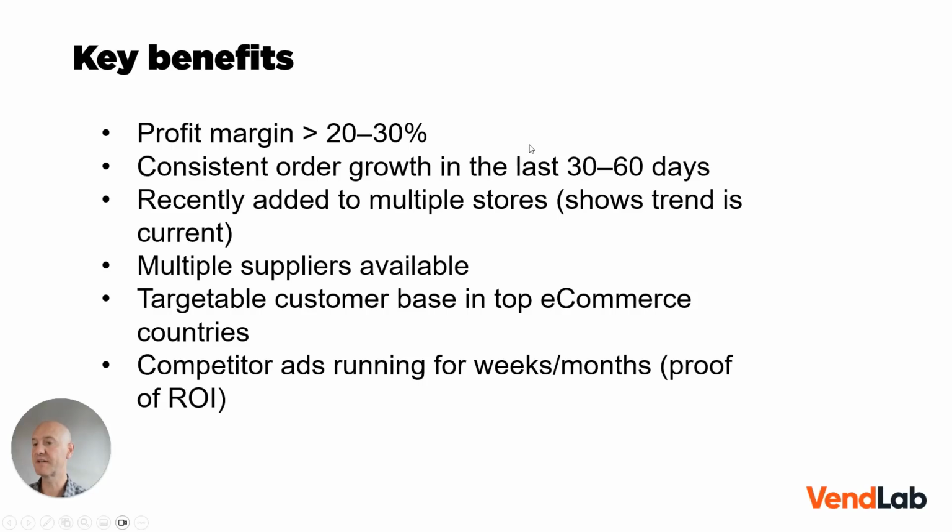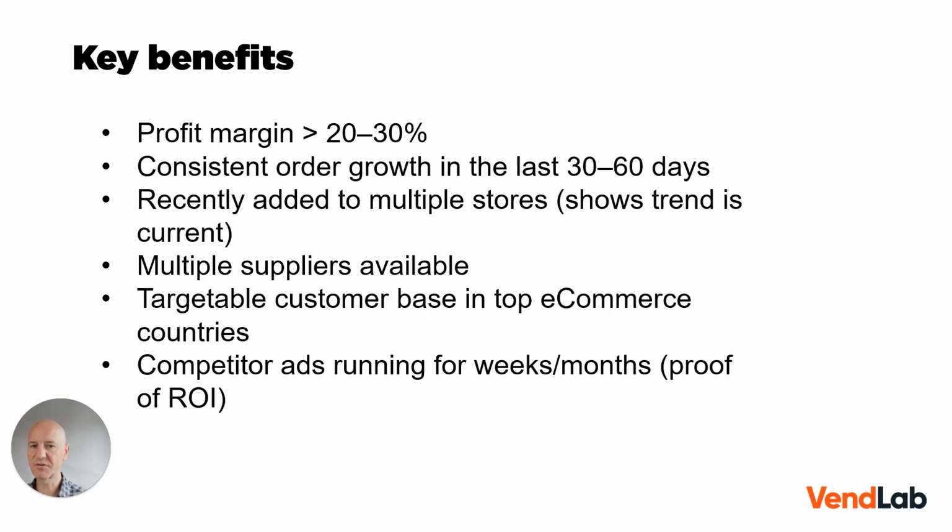So before we look at how to use the Nexus AI tool, what should you be looking for in a product? Now, the most important thing is profit margin. So you should look for a profit margin of greater than 20 or 30%. Because remember, out of your product sale price, you can have lots of costs. You might have import taxes, you might have VAT, and you might have any advertising, and you've got to pay for that. So you need a high profit margin, obviously, because you need to make some money as well.